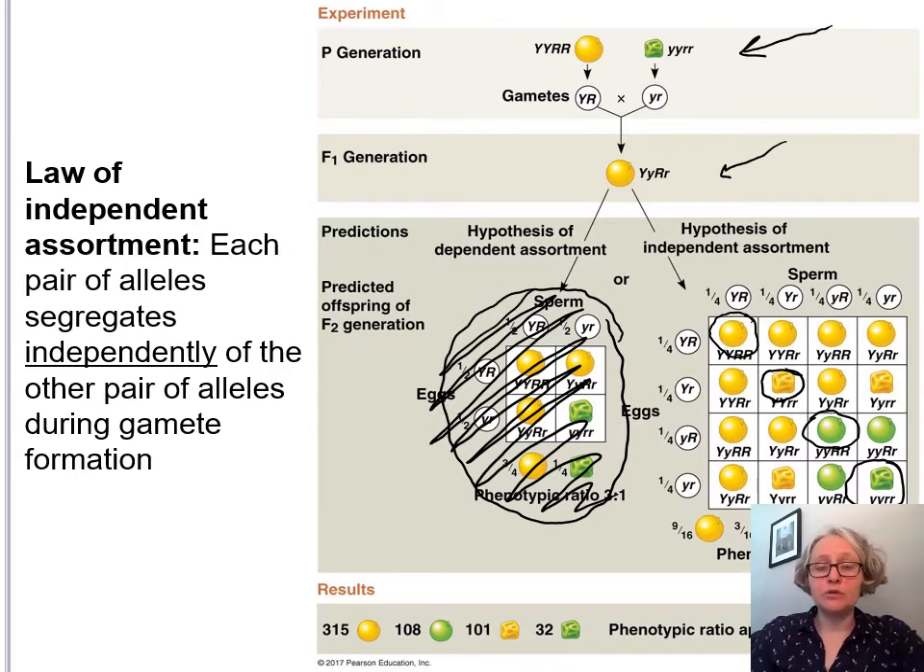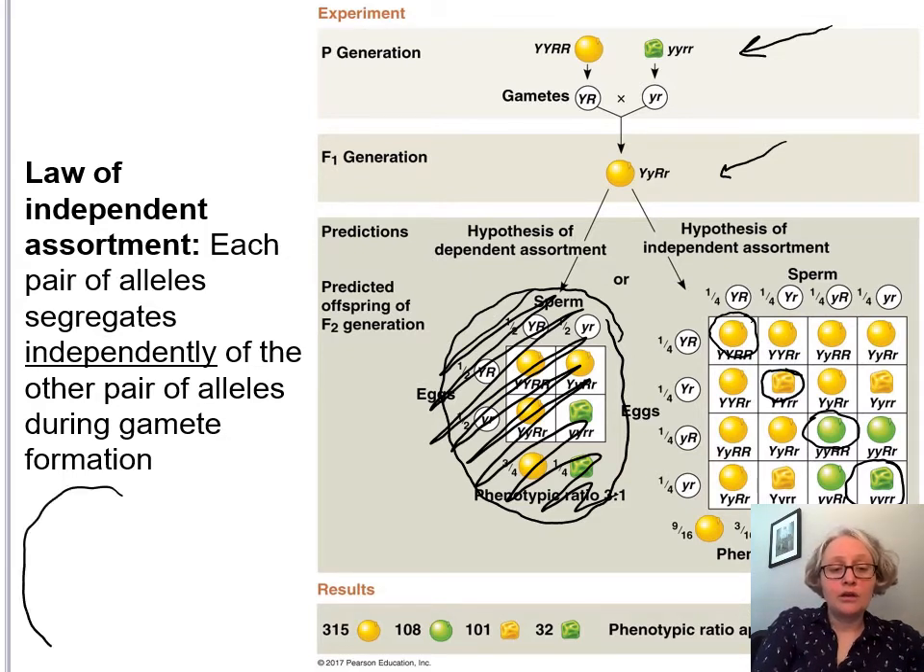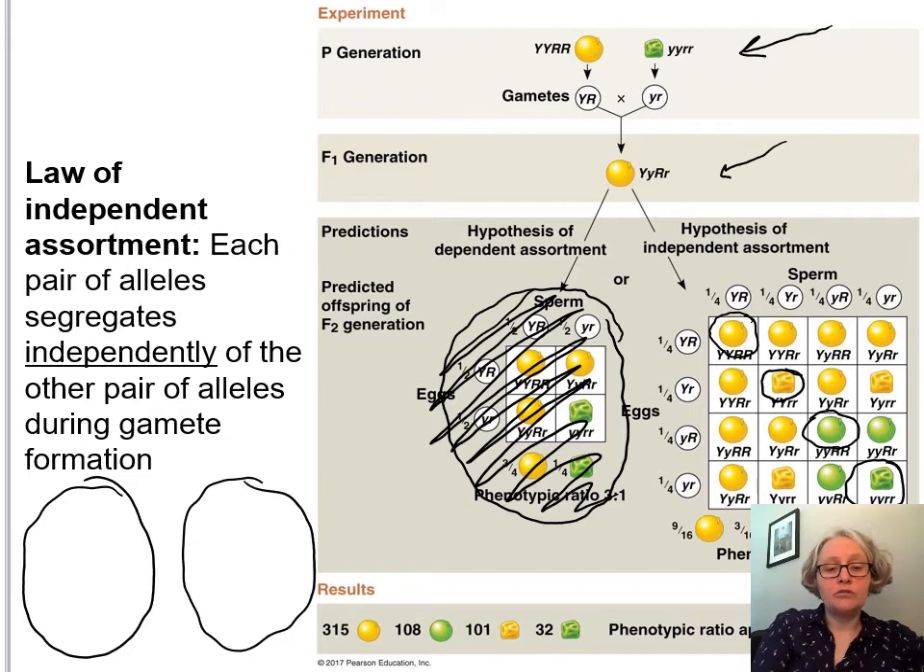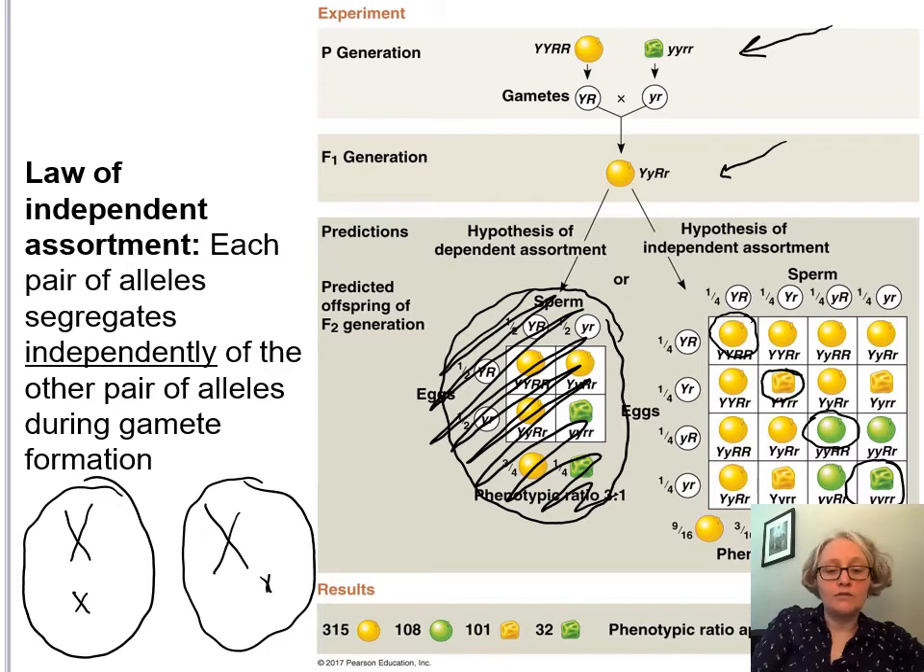This law of independent assortment should sound very familiar to us. This is what we talked about when we talked about meiosis and genetic variation. Remember, the law of independent assortment says that when we look at homologous chromosomes and the way that they're lining up during meiosis, they can line up in a variety of different ways.